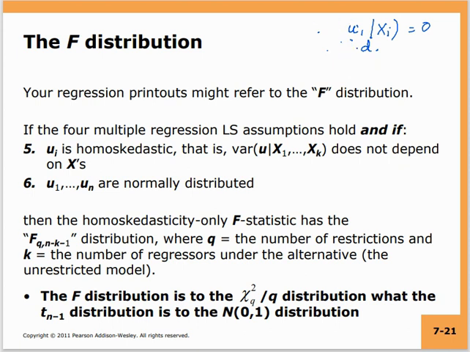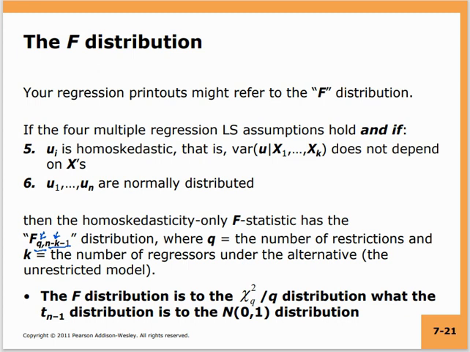Now, what do this q and n minus k minus 1 stand for? Basically, there are two different degrees of freedom associated with an F statistic. This q is the degrees of freedom of the numerator in the F statistic, and n minus k minus 1 is the degrees of freedom for the denominator in the F statistic.